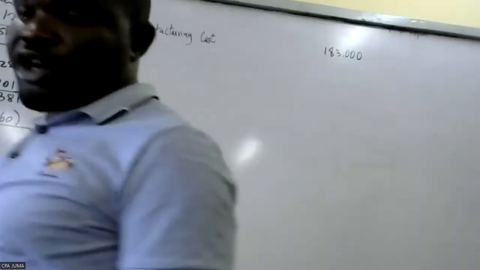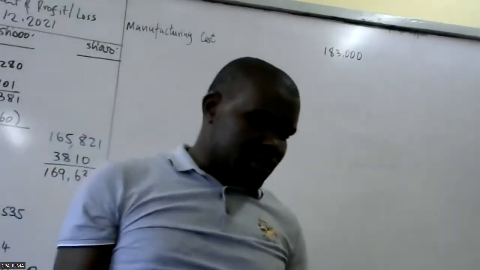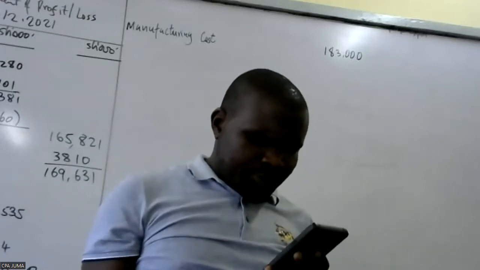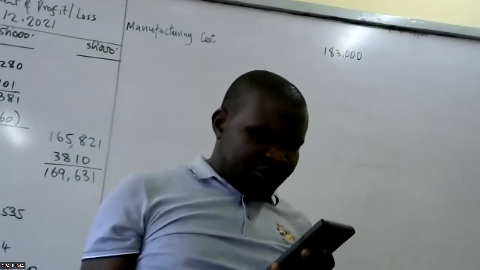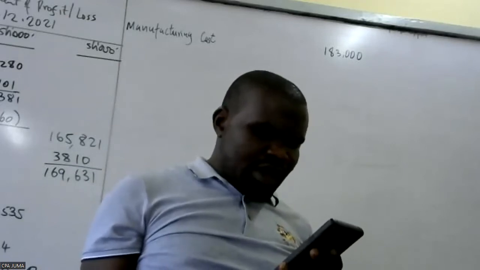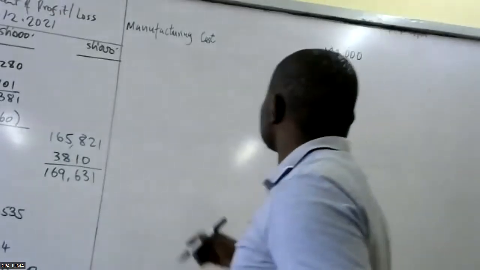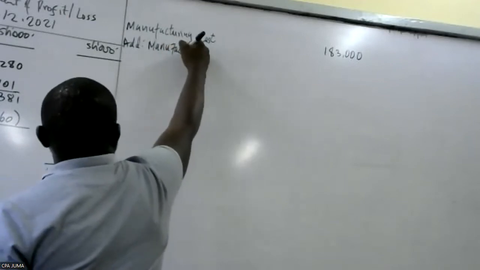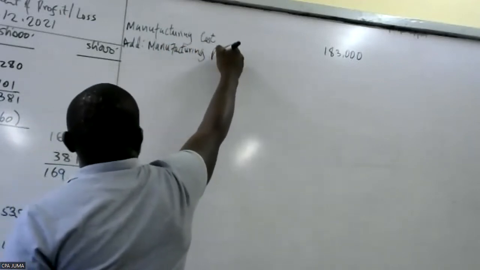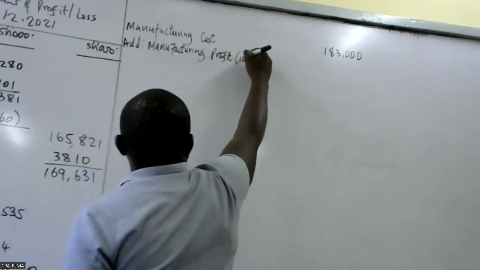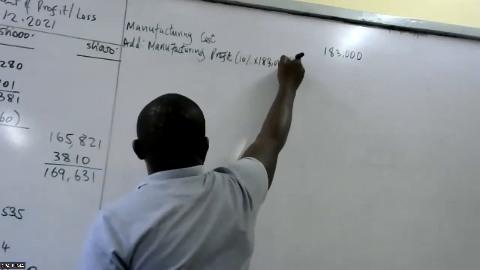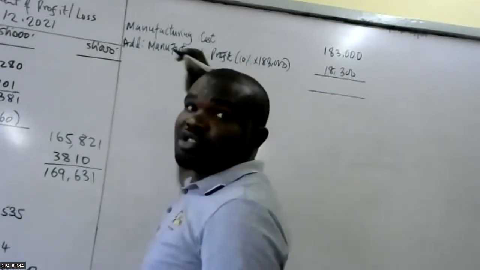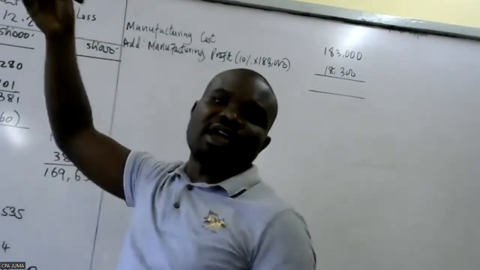Then unit cost of manufacturing. So they want to take them to the warehouse to be sold. Check note number 6. The directors decided to transfer all the juice to the warehouse at a markup of 10%. So you say here add manufacturing profit of 10%. So it is 10% of 183, that is 18,300. Transfer value means from factory to warehouse.